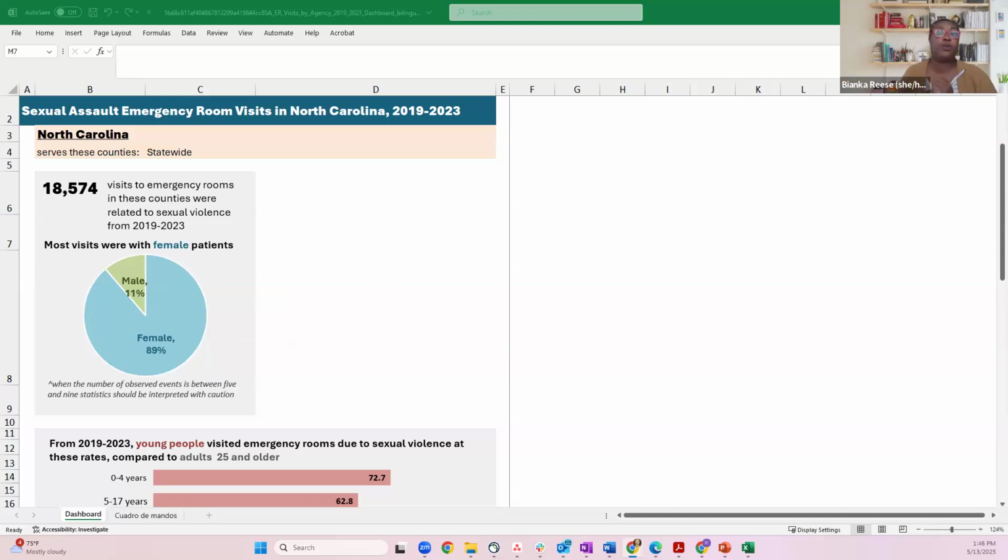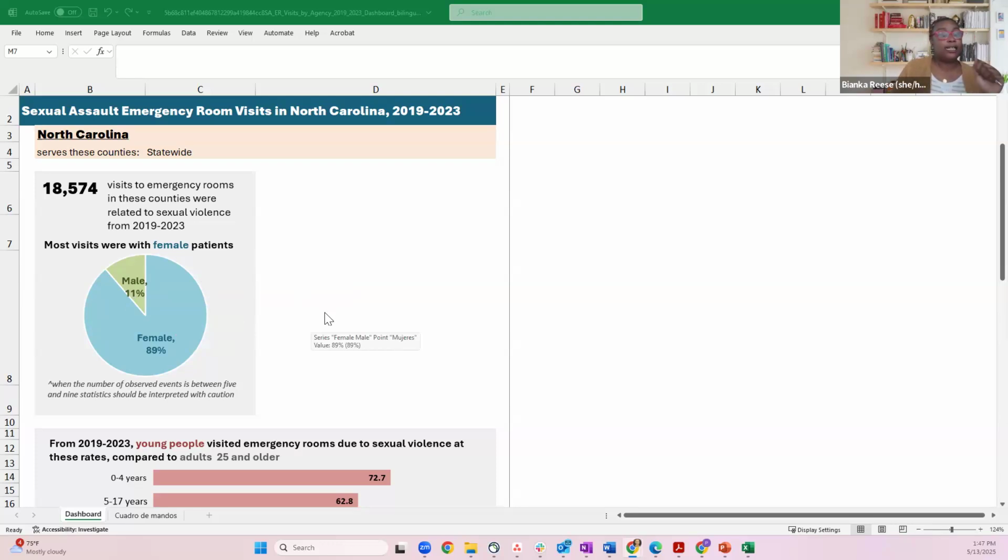Could be that the sexual violence is more severe that they have to go to the ER, or just generally females tend to have more health-seeking behaviors compared to men. So this, I think, is useful to compare to your local service area, and you might want to pay attention to the proportion of male patients. So if your service area provides a percentage that's different from 11% here, that might indicate the need for more inclusive outreach or education or services tailored to male survivors.